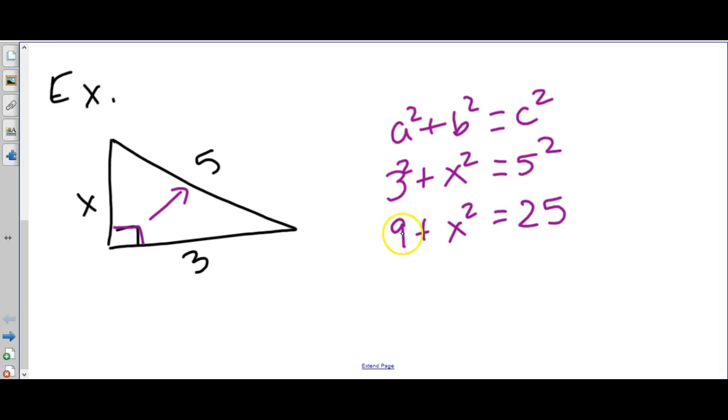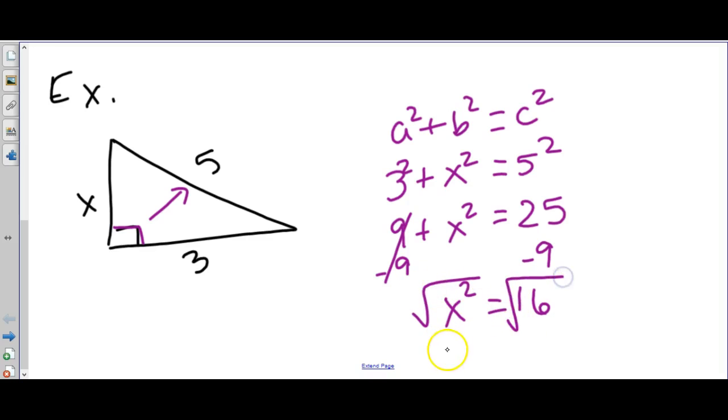Now we need to solve for x, so we do opposites. This one is adding 9, so we have to minus 9. 25 minus 9 is 16. And the opposite of squaring something is to square root it. Square root of x squared is just x, and the square root of 16 is 4. So that side length is 4.